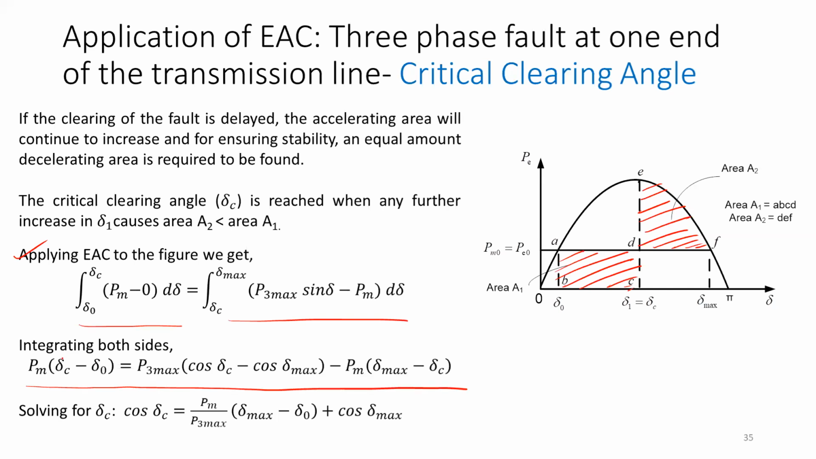From here, you can see that PM delta C is positive over here. This is also positive. Sorry, PM has not vanished. Everything is there. Yes, PM is there. P3 max is there. Delta max. Okay, fine. You can finally come up to this expression. Just take some common, do left hand side, right hand side.